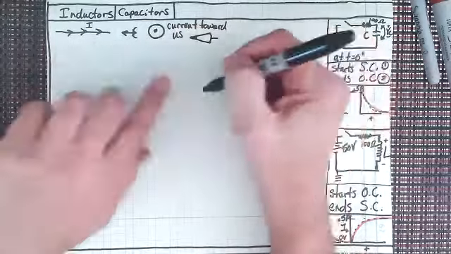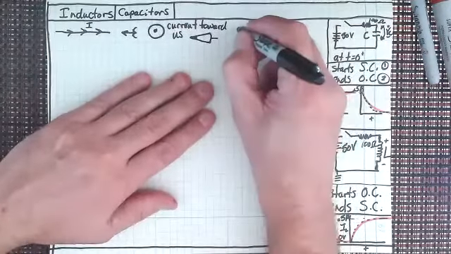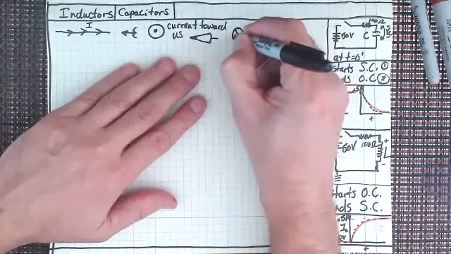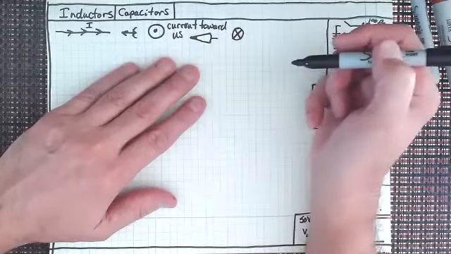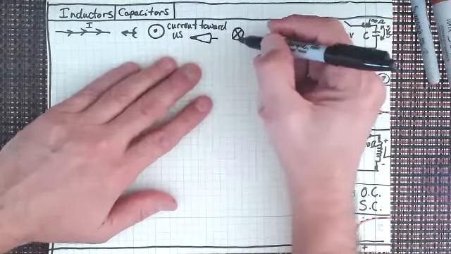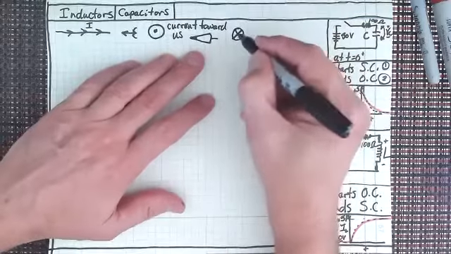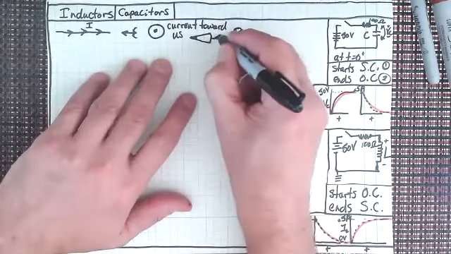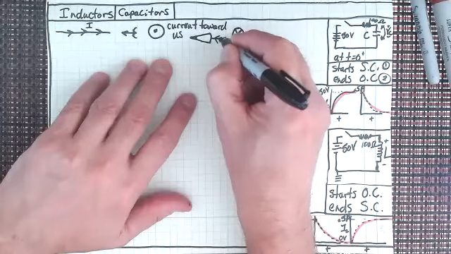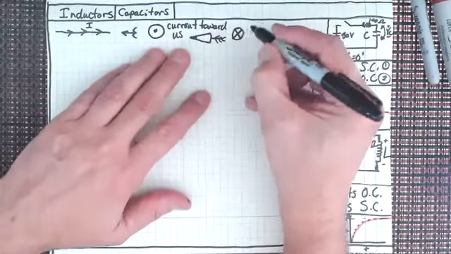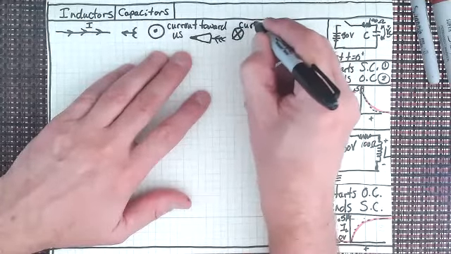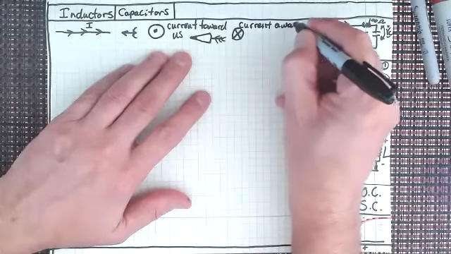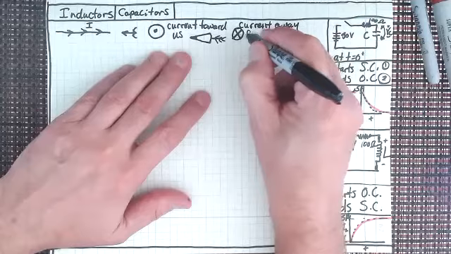How about if the current is going away from you? If the current is going away from you, we see the back of an arrow, the feathers on the end of it. So that is current going away from us.